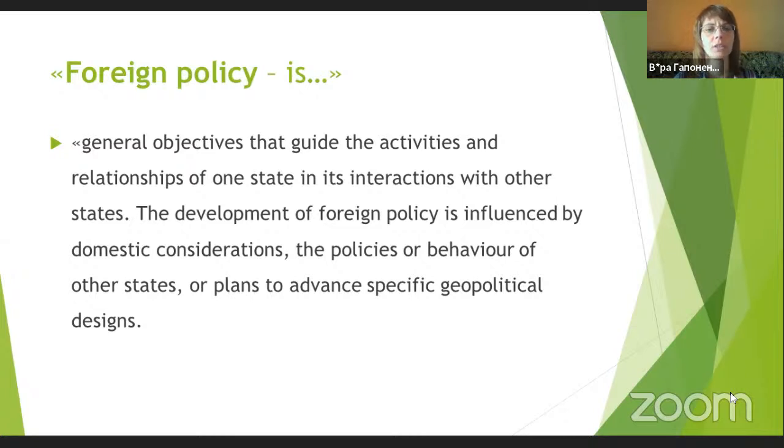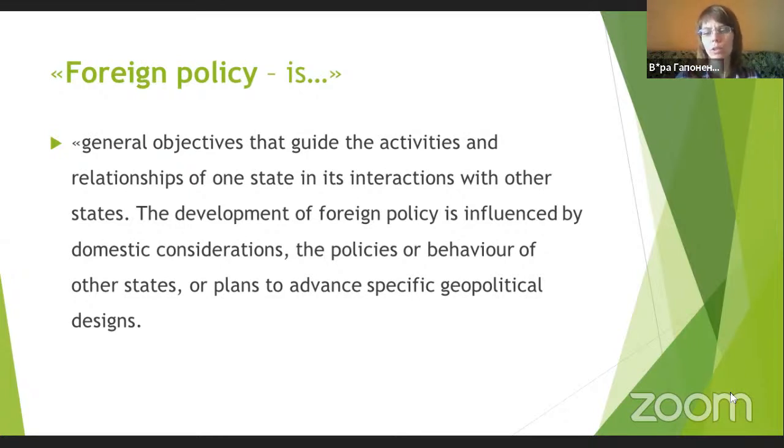And also the development of foreign policy is influenced by domestic considerations, because we have some national laws, some rules, some traditions which influence the practical behavior of states, and the content of foreign policy is to make a plan to advance a specific geopolitical design.